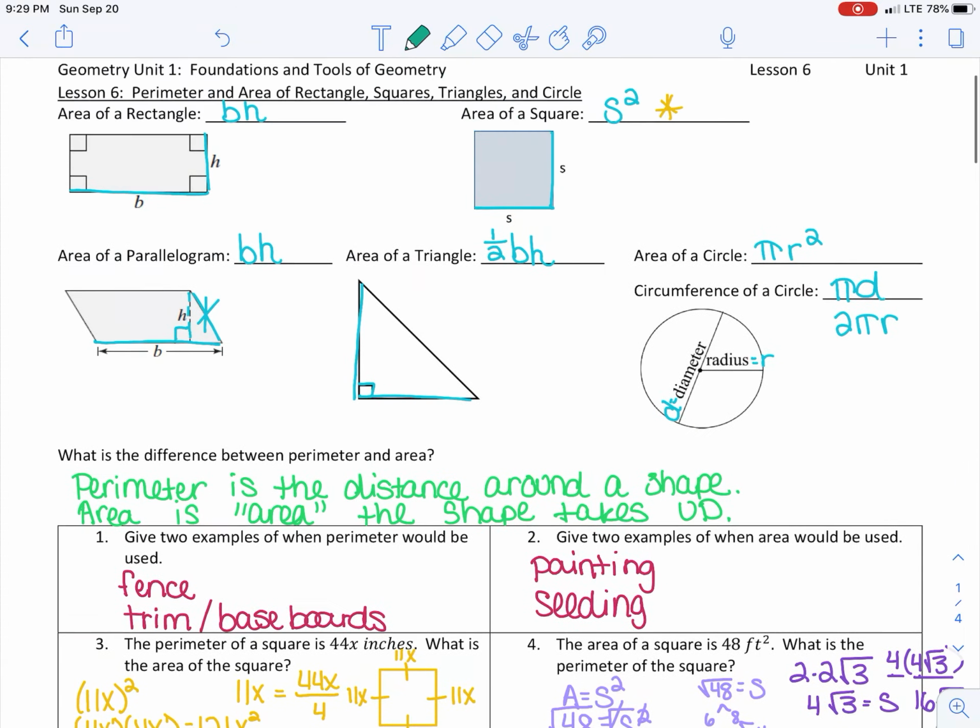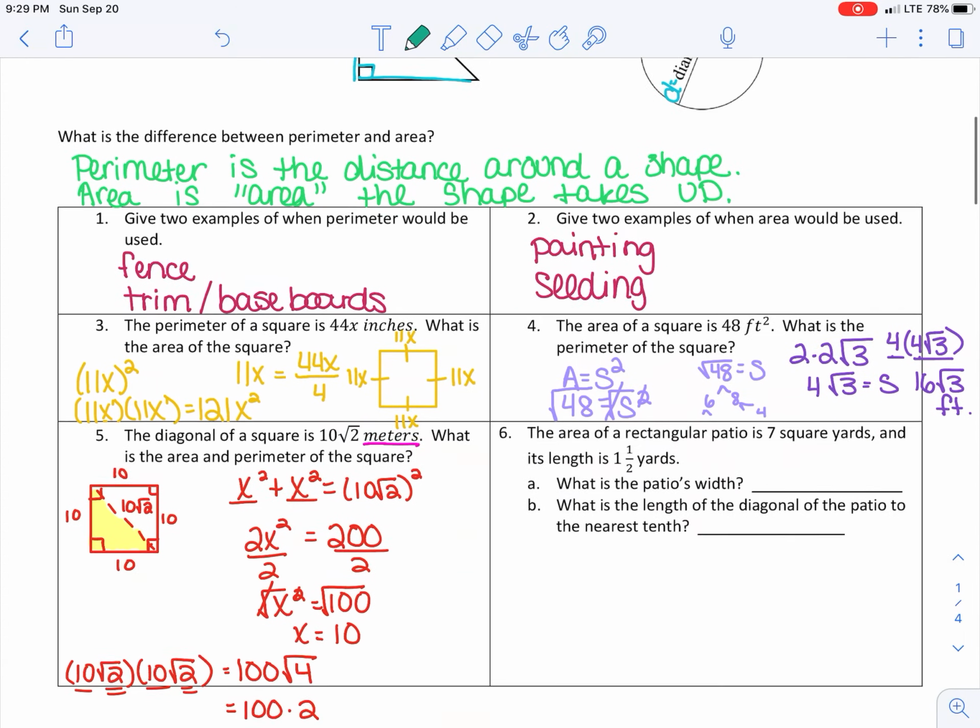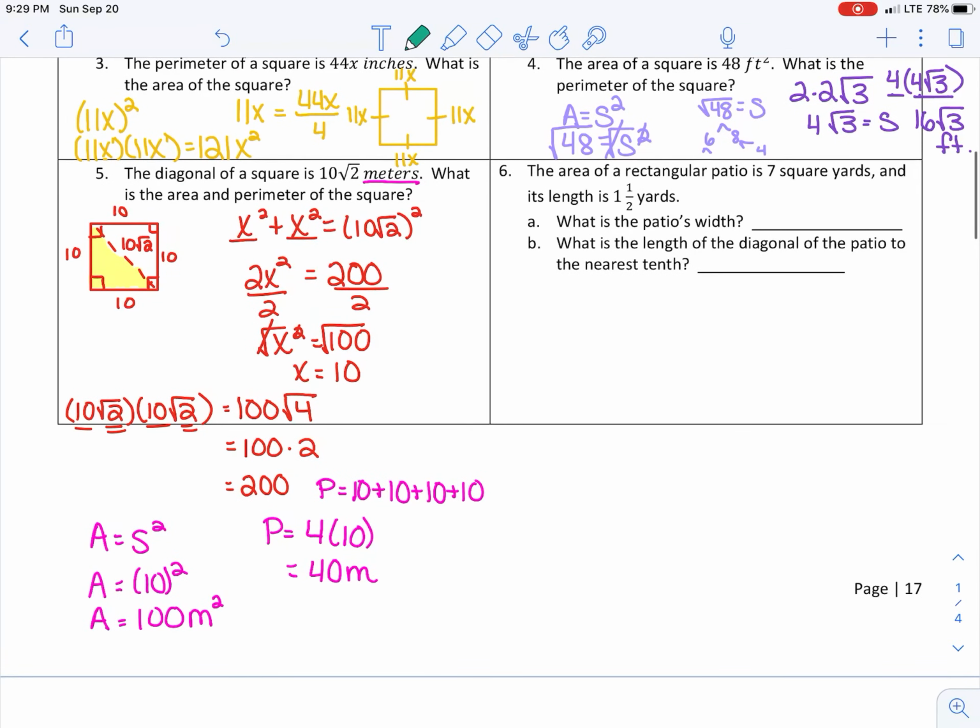And if we look back up here, the rectangle is base times height for the area. So it says the area of the rectangle, I'm actually going to write this out. It says the area is 7 square yards. So area is going to be 7. It also says that the length is 1.5 yards. So length can also be your base or your height. Okay, so length times width is kind of the same thing. So we have area equals length times width is the same thing as base times height.